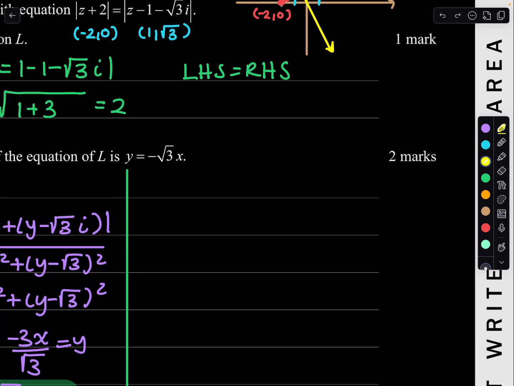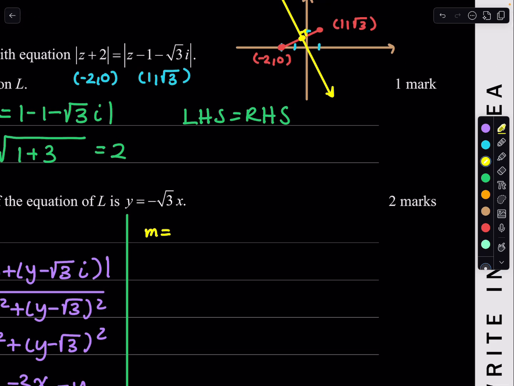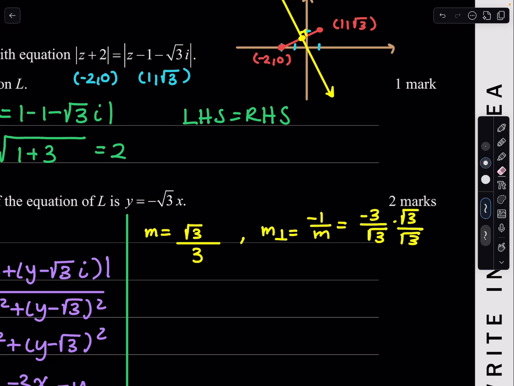To find the gradient, we know m is y2 minus y1 over x2 minus x1. So it's root 3 minus 0, which is just root 3, over 1 minus negative 2, which is positive 3. That's the gradient. Of course we want the perpendicular gradient, and remember, the perpendicular gradient is negative 1 over m. Doing that, we get negative 3 over root 3, which you rationalize, and you will get negative root 3.